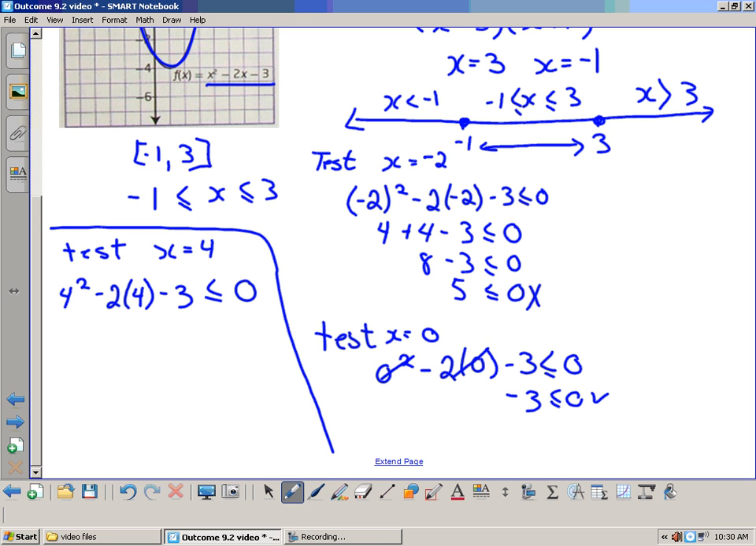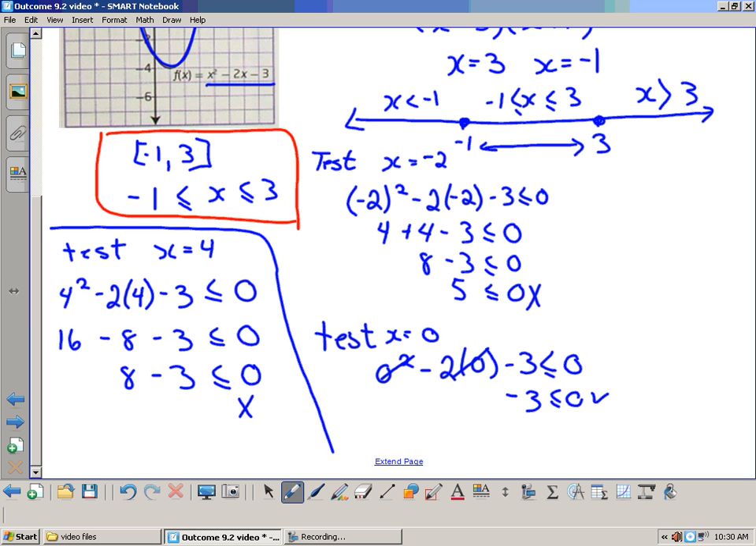4 squared is 16 minus 8 minus 3. 16 minus 8 is 8 minus 3, which is not less than or equal to 0. So the only range that works for this solution is between negative 1 and 3. And so again, we can write our solution one of the two ways that we did when we were graphing.